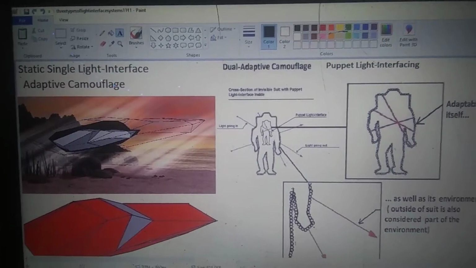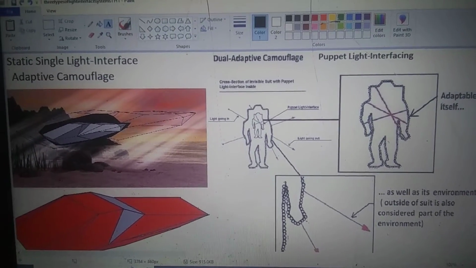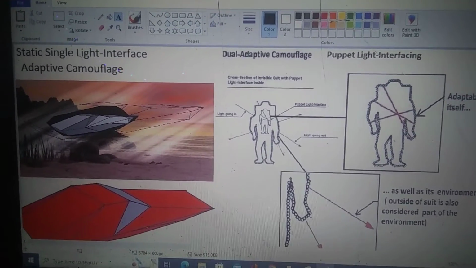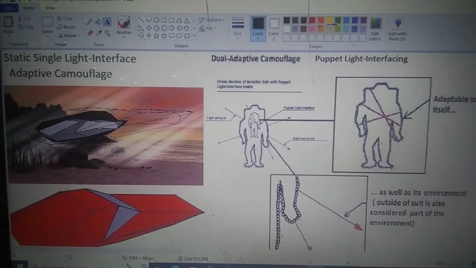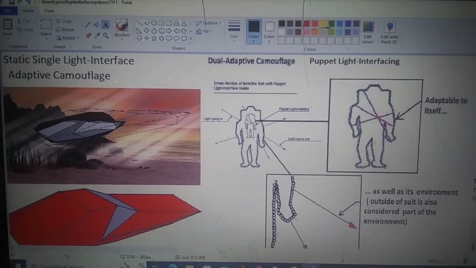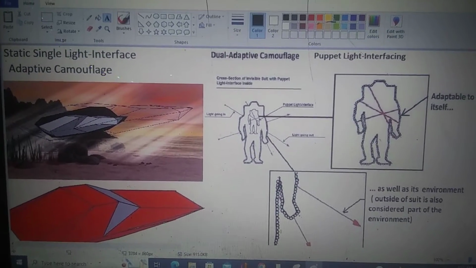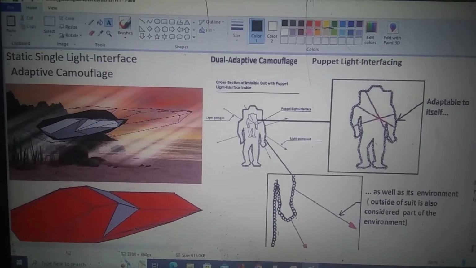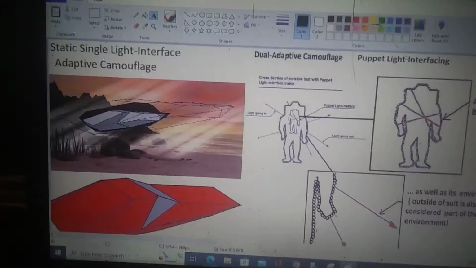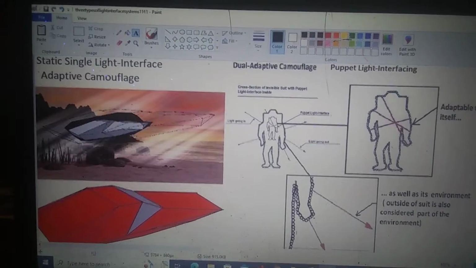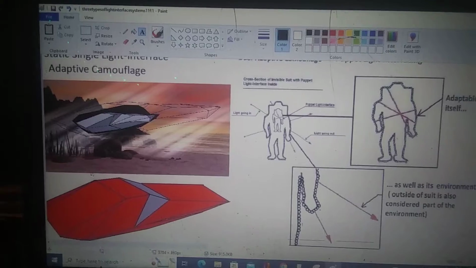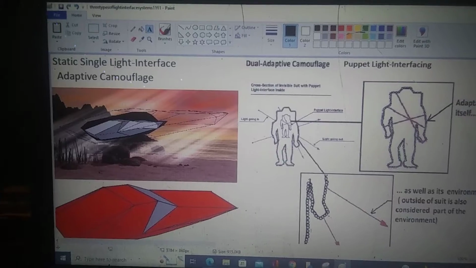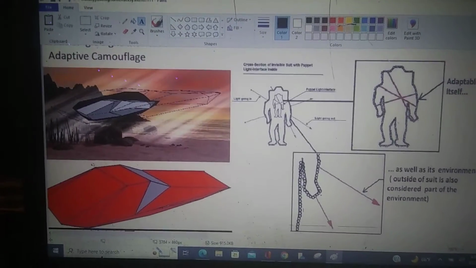Right now I'm discussing in this video the three types of light interface systems that have invisibility, primarily in holodecks, secondarily. First off is a single, static, non-moving light interface system, adaptive camouflage. Adaptive camouflage isn't new, it's been thought of before, but I apply my light interface concept. In this case, it's static and non-moving, it's one single light interface.